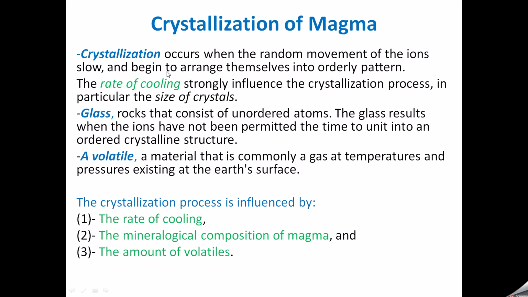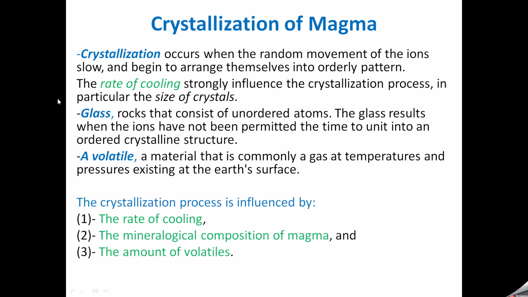Crystallization of magma. What is crystallization? Crystallization occurs when the random movement of the ions slows and the ions begin to arrange themselves into an orderly pattern. So crystallization happens when magma cools down and crystallizes, meaning it solidifies. What happens to the ions? They put themselves in orderly patterns.